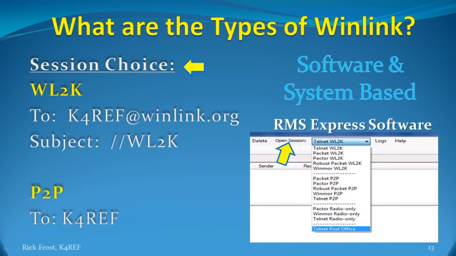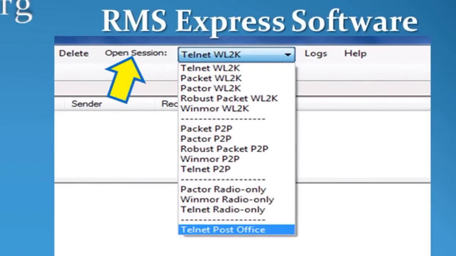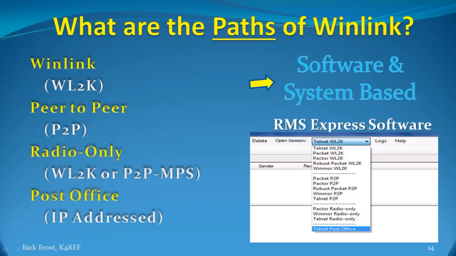Once a type of message is chosen, we can now choose an automated session that is going to be used to send that message. As you can see, there are both WL2K sessions and peer-to-peer sessions listed in the session drop-down window in RMS Express. The next thing we want to look at are the different paths that the Winlink message can take as it makes its way through the system. The paths are Winlink, peer-to-peer, radio only, and post office. Again, the path taken is determined by the message type and the session chosen.